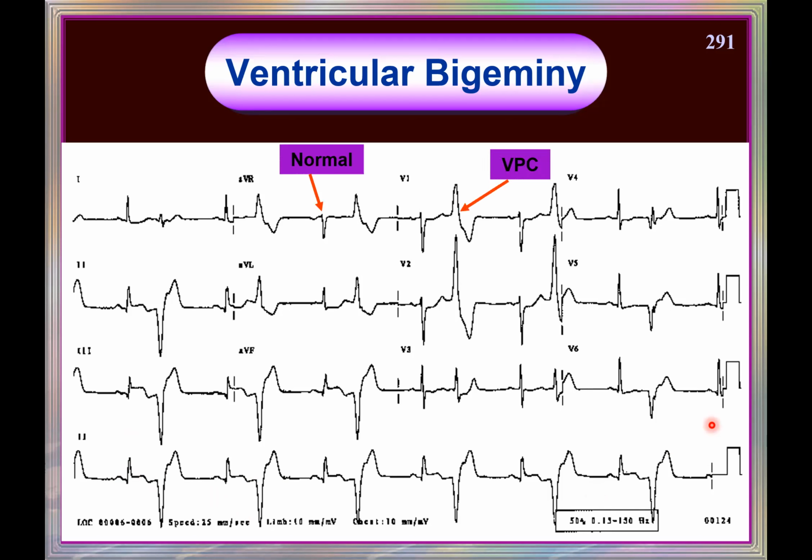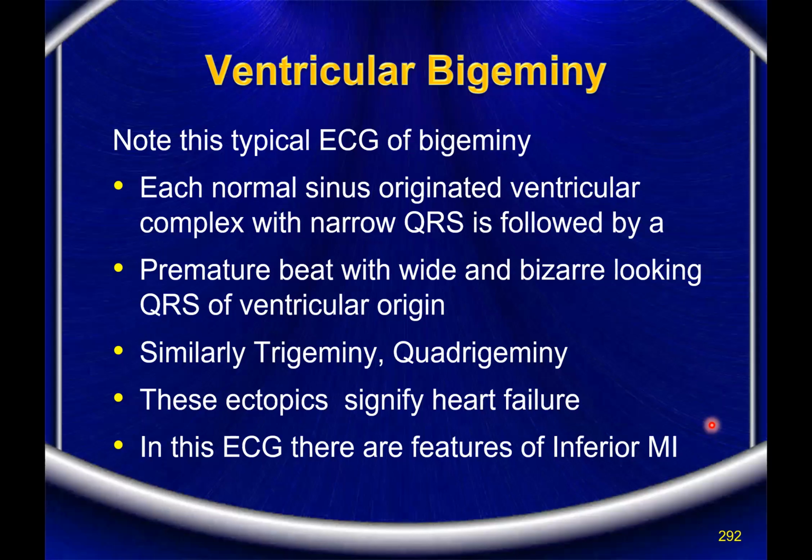Normal beat, that is the ventricular premature beat. So you can see the ventricular premature beat and normal beat. Each normal sinus originated ventricular complex with narrow QRS is followed by a premature beat with wide and bizarre looking, funny looking ventricular complexes. Similarly, trigeminy and quadrigeminy, these ectopics signify heart failure.